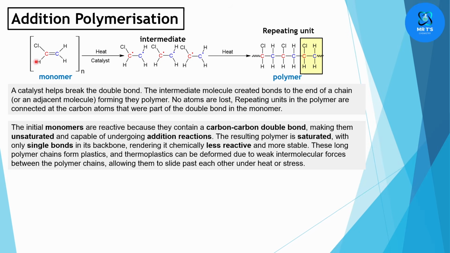Because they have double bonds, they're said to be unsaturated. Now, the resulting polymer here does not have any double bonds. It only has single bonds, and it's said to be saturated. And because it only has single bonds, it will not undergo addition reactions, and it is less reactive or more stable.